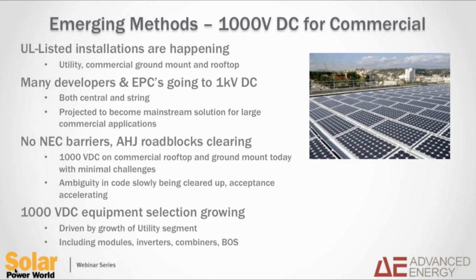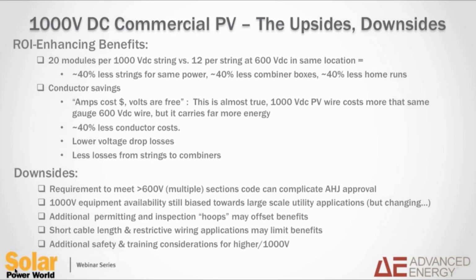These additional risks can drive some incremental permitting costs and project delays that I can say can easily negate the benefits of 1,000 volts. So there is hope, I would say, in the 2014 code that some of that ambiguity will be cleared up and some of these other roadblocks will be cleared.